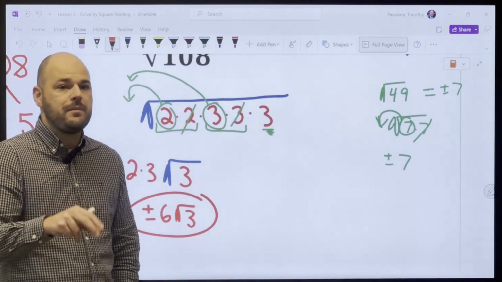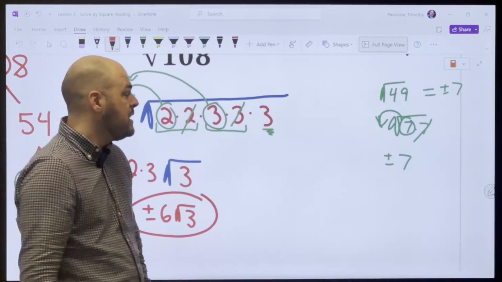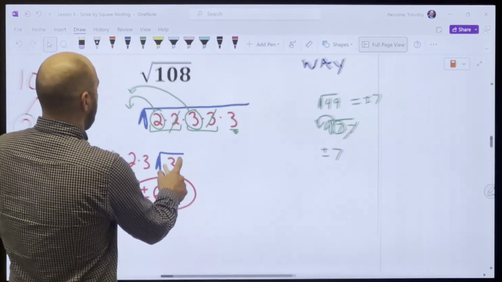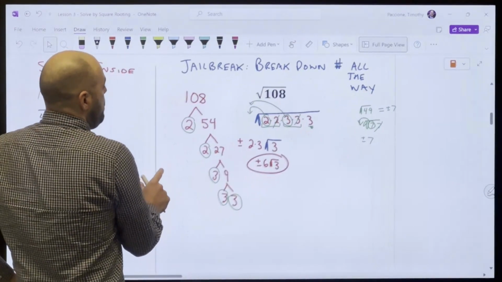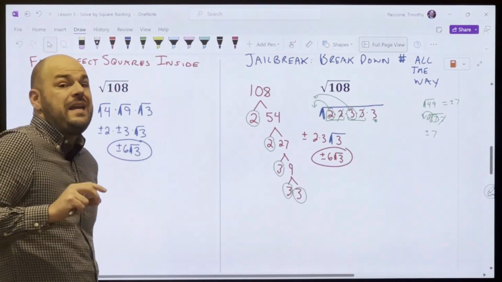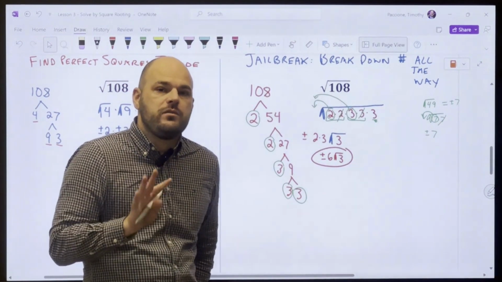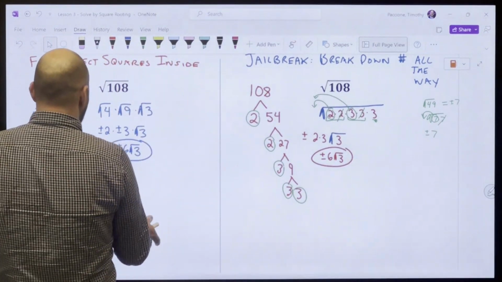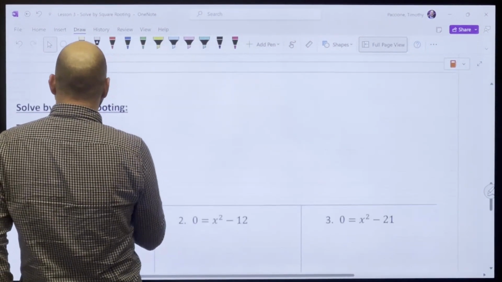So you have a couple of options for breaking down these radicals, okay? Now, that's just a little review on breaking down radicals, right? And simplifying them. We need that skill for when we solve using square roots. So let's talk about solve using square roots.